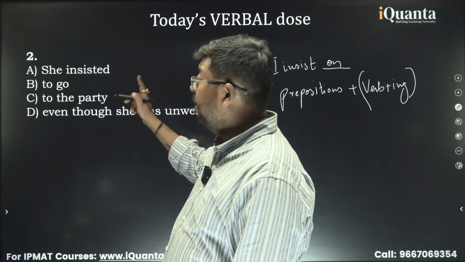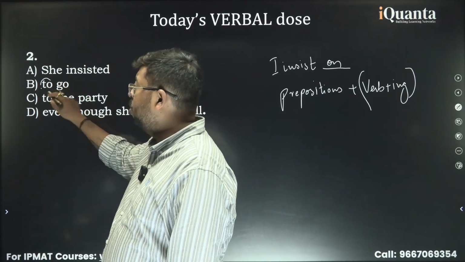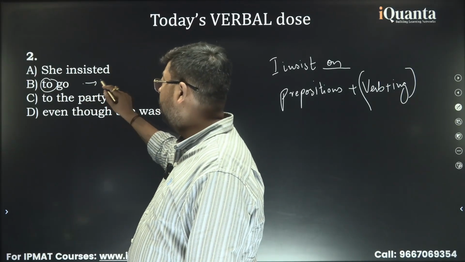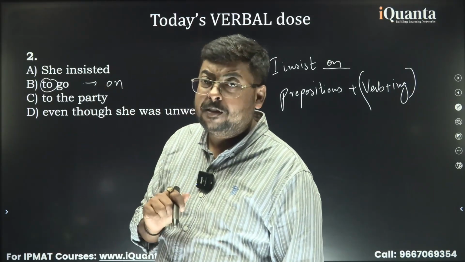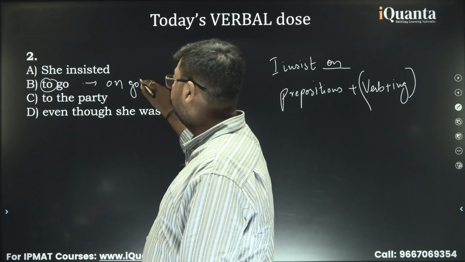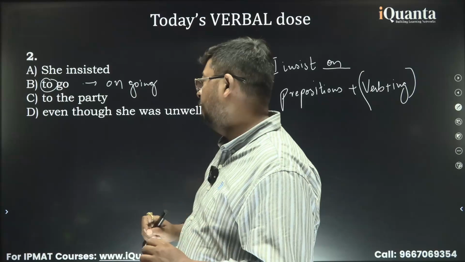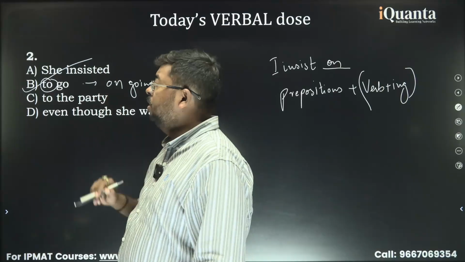And that's why if I look at it, she insisted. So with insisted, I cannot have to. So instead of to, I have to write on. And when I write on, I cannot write go after it. What do I have to write? I would have to write going. She insisted on going to the party even though she was unwell. And that's why the answer has to be B.